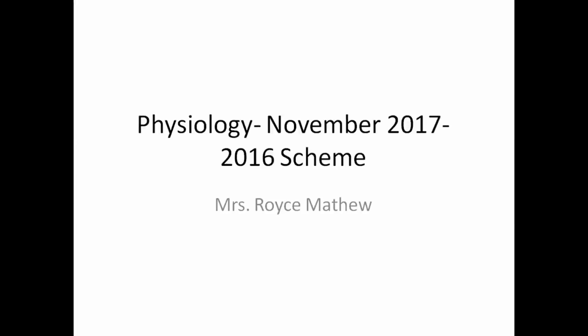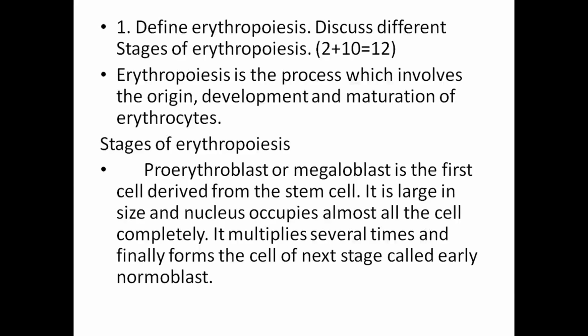Good morning students. Today's class will see a solved question paper of physiology, that is November 2017 of the 2016 scheme examination. So the first question was: define erythropoiesis, and discuss the different stages of erythropoiesis.